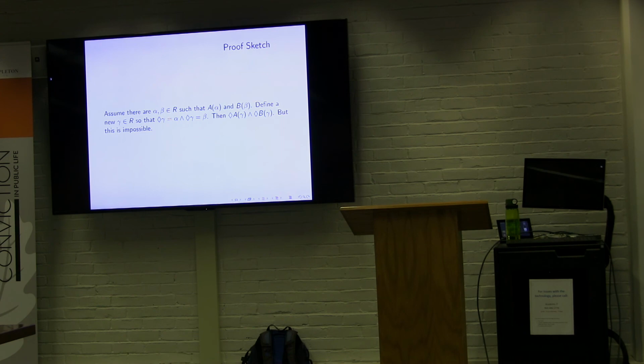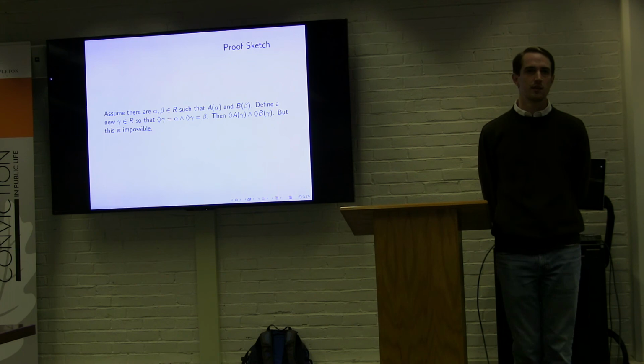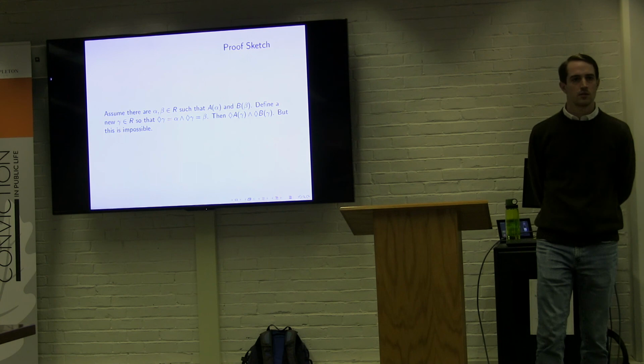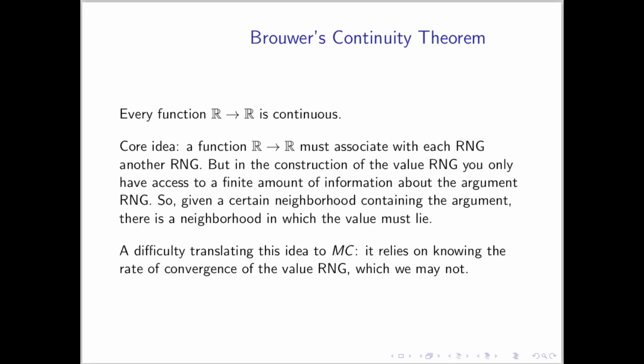So the proof is comically easy. Assume that we do have alpha and beta such that A alpha and B beta, and define a new gamma such that possibly gamma is equal to alpha and possibly gamma is equal to beta. Okay, but then we would have that possibly gamma is in A and possibly gamma is in B. But this is going to be impossible. So, comically easy.